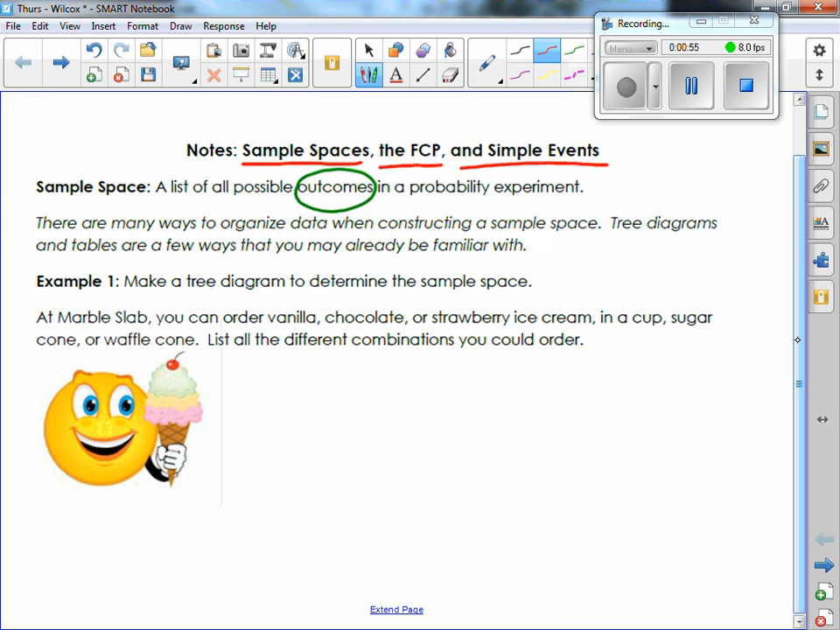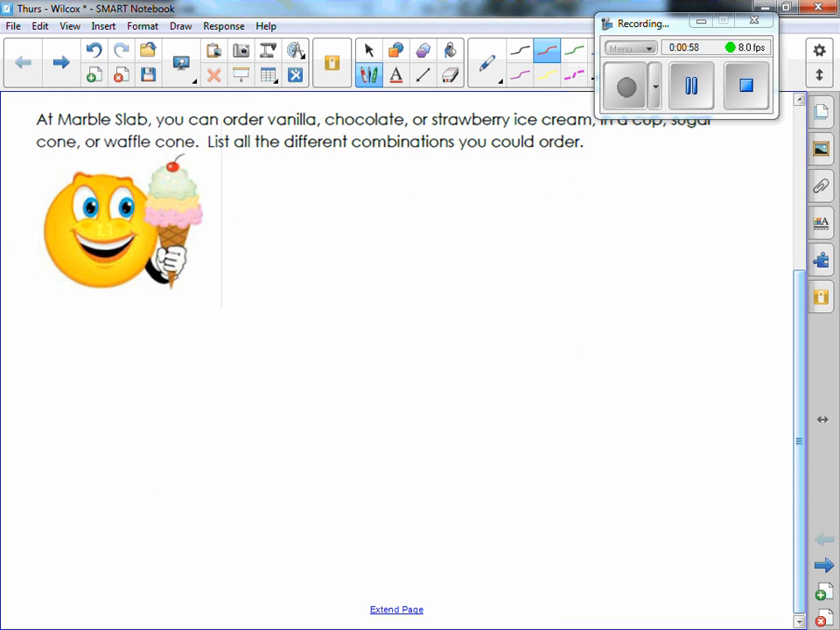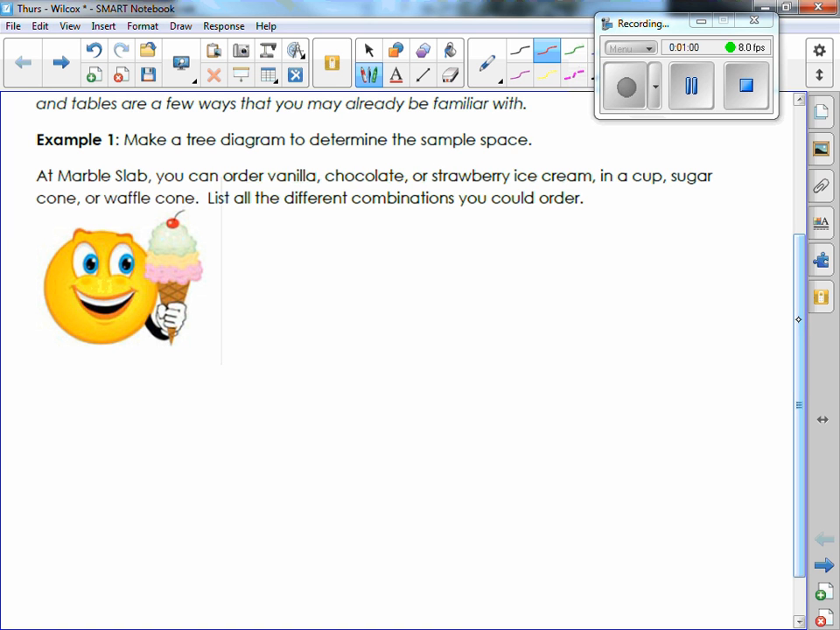The first example asks for us to make a tree diagram to determine the sample space. At Marble Slab, you can order vanilla, chocolate, or strawberry ice cream in a cup, sugar cone, or waffle cone. List the different combinations you can order. There's a couple different ways that you can create a tree diagram. You can either start out with your flavors first. So I'm just going to abbreviate V for vanilla, C for chocolate, and S for strawberry.